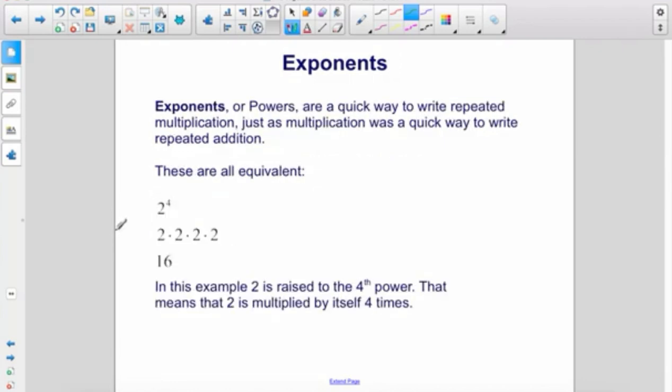Exponents, or powers, are a quick way to write repeated multiplication, just as multiplication was a quick way to write repeated addition. These are all equivalent. 2 to the 4th power is 2 times 2 times 2 times 2, which is 16. In this example, 2 is raised to the 4th power. That means that 2 is multiplied by itself 4 times.